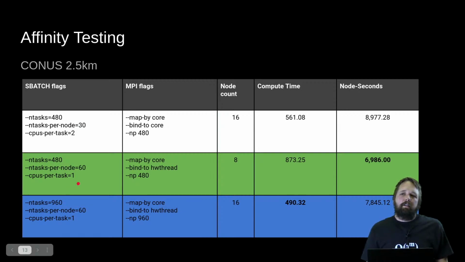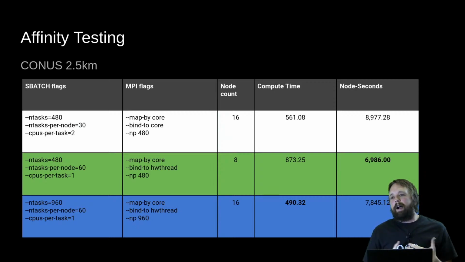So we'll work our way from the bottom up here. We'll start with the fastest run, not necessarily the most cost-effective run, and work our way back. The fastest run we could get is if I just said I want 16 nodes, and I bind each MPI rank to virtual CPUs, so I'm using the hyperthreads on those nodes, I can get that compute time down to 490 seconds.